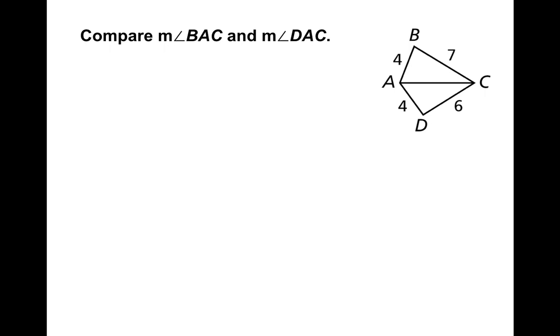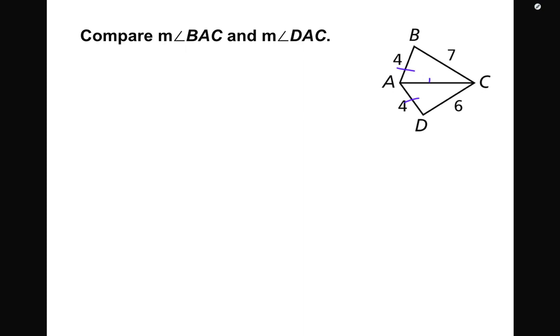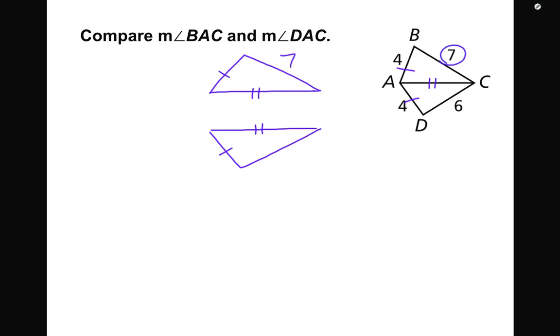Okay, so you need to look for the hinge. What segments in the two triangles make the hinge? And before I show the solution, I'm going to mark, let's see, we had 4 and 4, and then we've got this reflexive side. So the top triangle has these two sides congruent. The bottom triangle has those two sides in those positions. Now, what other information are we given? Well, the last side in the top triangle is 7. The last side in the bottom one is 6.